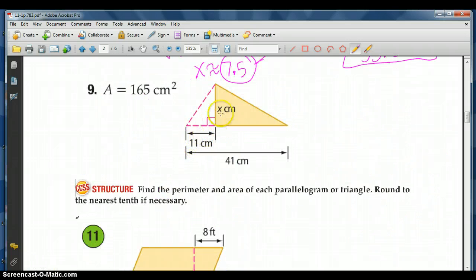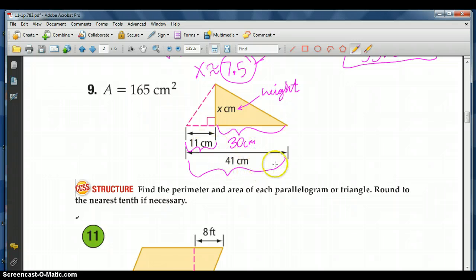On number 9, we need to solve for x. So to solve for x, we are given the area of our triangle, which is 165 square centimeters. And for this triangle, x would be the height. The base we can find by taking this entire length, 41, and subtracting 11 from that. So our base would be 30 centimeters, because 30 plus 11 is 41.